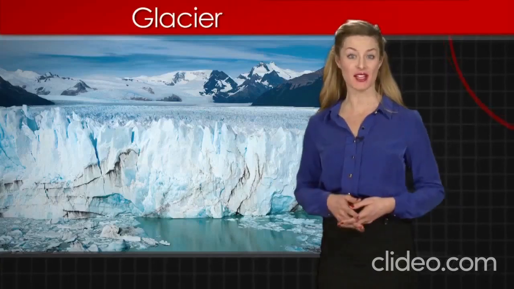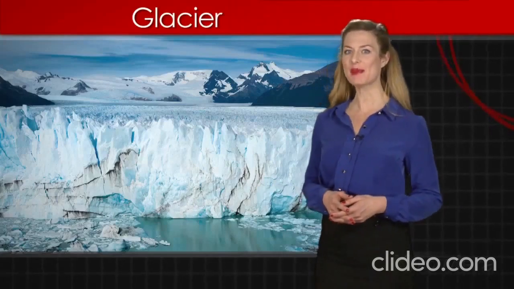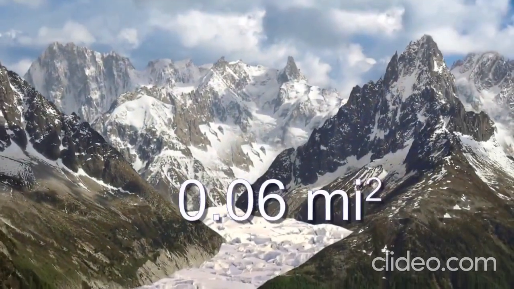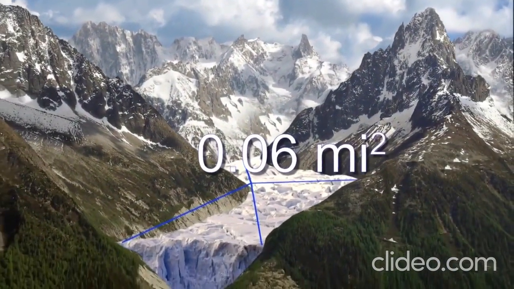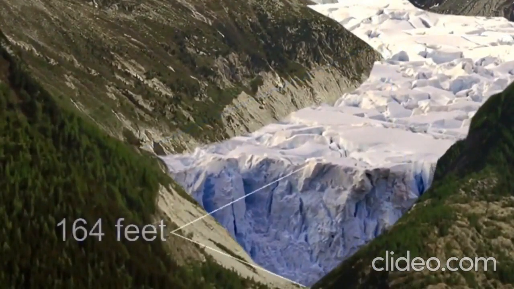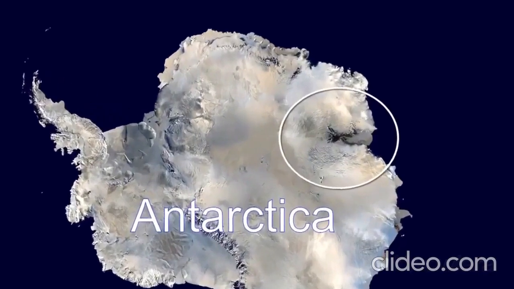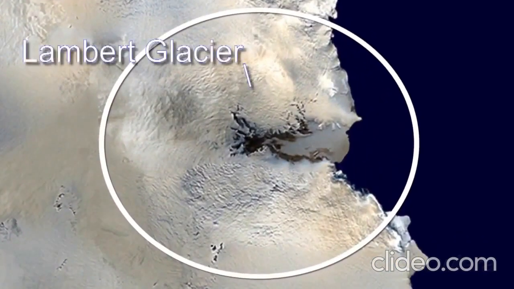But not all masses of ice are glaciers. To qualify to be a glacier, ice must be at least 6/100 of a square mile in size and over 164 feet thick. Earth's largest glacier is Eastern Antarctica's Lambert Glacier, which is about 60.